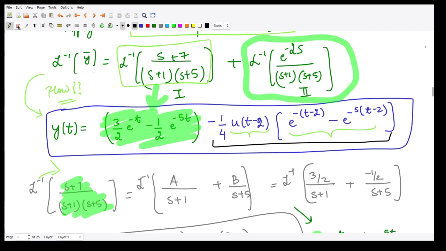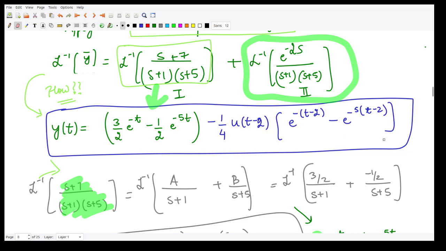So this is our final answer, right? y of t is equal to 3 by 2 e to the power minus t, minus 1 by 2 e to the power minus 5t, minus 1 by 4 u of t minus 2 times e to the power minus of t minus 2, minus e to the power minus 5 of t minus 2. So this is our final answer.